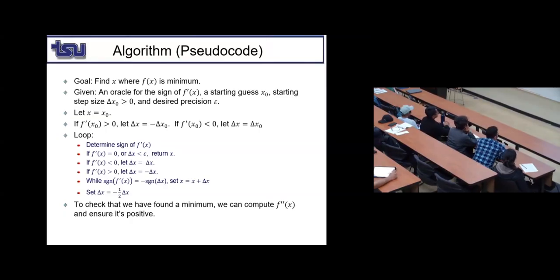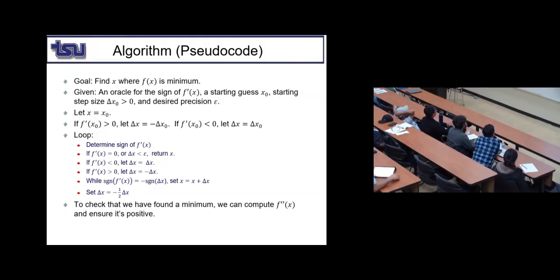But we start with the following. We have an oracle for the sign of the derivative, and I should say I also want to know a sign for the second derivative as well, so that at the end I can run my second derivative test. I have a starting guess. I have a guess as to where the minimum might be. And then I have some step size that I've determined here. And I have to specify what precision I want, how much error I'm going to allow myself in my answer. All right, so I start with just let x be my starting point.